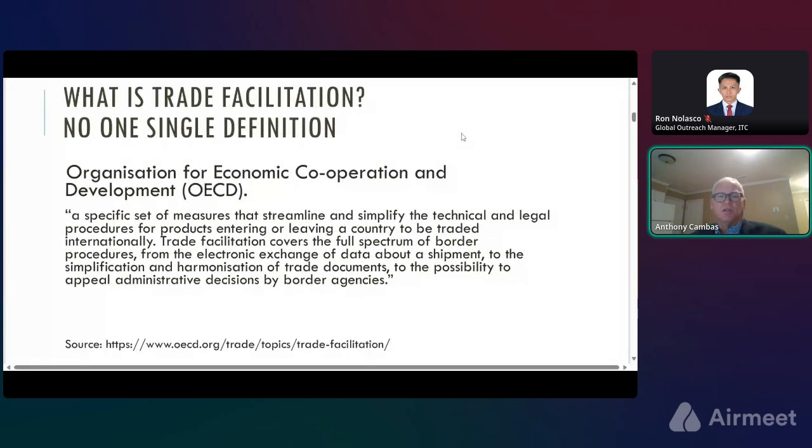So what is trade facilitation? There's no one definition for trade facilitation. I'm just going to share a couple with you. The OECD refers to trade facilitation as a specific set of measures that streamline and simplify technical and legal procedures for products entering or leaving a country to be traded internationally. So when we talked about imports and exports, there it says entering or leaving a country. Trade facilitation covers the full spectrum of border procedures, from electronic exchange of data about a shipment to the simplification and harmonization of trade documents, to the possibility to appeal administrative decisions to border agencies.